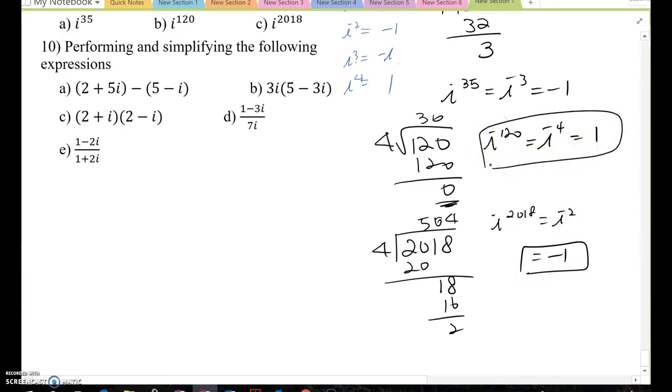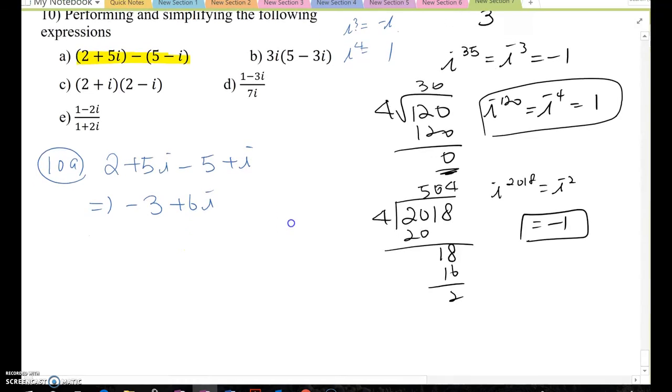Now number 10. We are performing operations and simplifying the following expressions. In this case it is addition or subtraction, so you only combine like terms with each other. So for 10a, it becomes 2 plus 5i minus 5 plus i. Therefore, the answer becomes negative 3 plus 6i. That will be the answer.